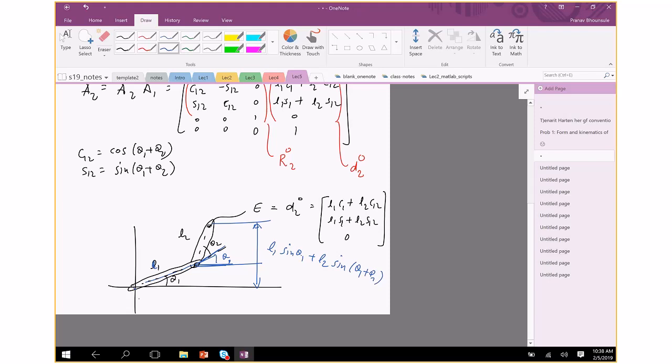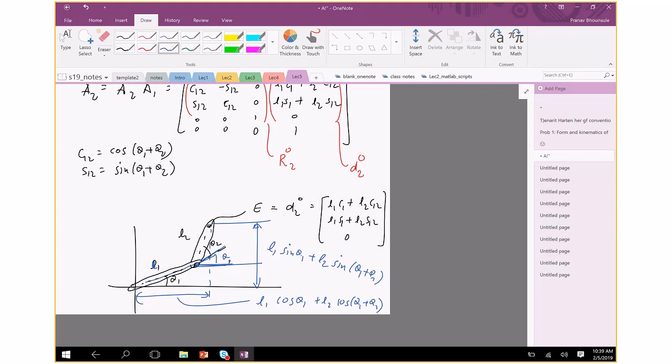And if you want to find this distance, again from trig, this much is L1 cosine theta 1, and this distance along the x-axis is L2 times cosine of theta 1 plus theta 2. So L1 cosine theta 1 plus L2 cosine. Okay, and what you see here is the same thing. You got the same thing using the transformation. This is the x coordinate of E. The x coordinate is L1 cosine theta 1 plus L2 cosine of theta 1 plus theta 2. And then the y coordinate is L1 sine theta 1 plus L2 sine of theta 1 plus theta 2. So you get the same answer using trig.